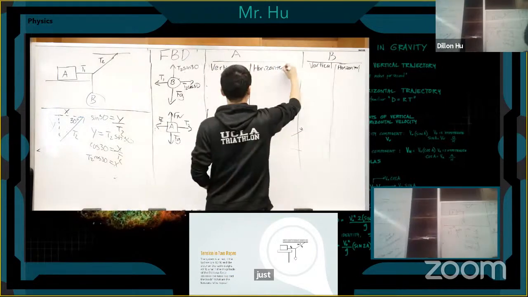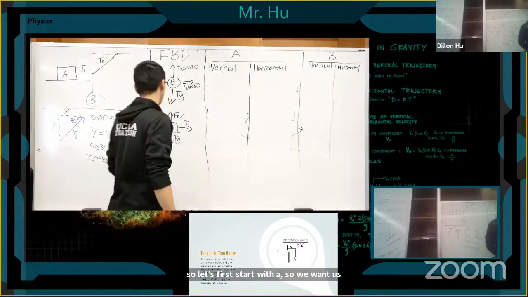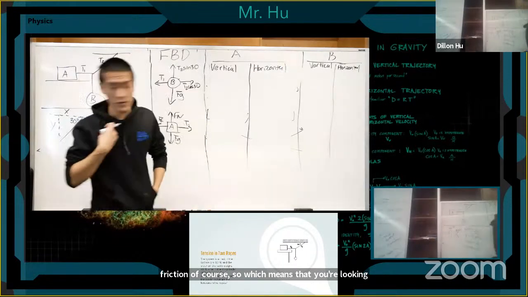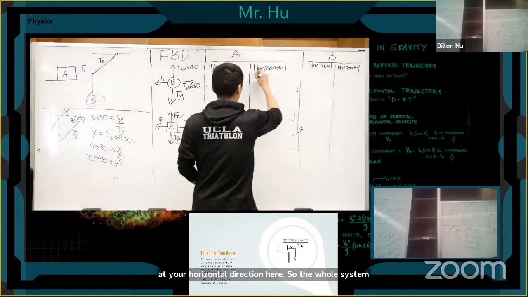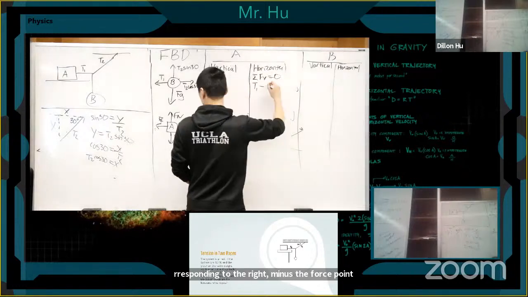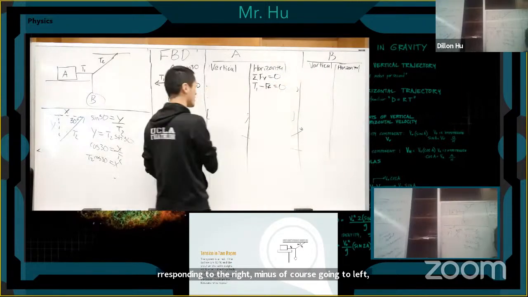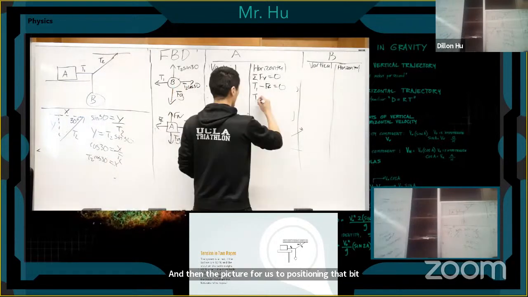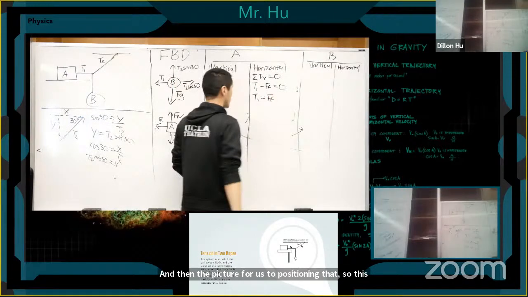So we want to solve for the frictional force, which means we're looking in the horizontal direction. The whole system is at rest, which means everything is in equilibrium, so the sum of all forces in the horizontal direction should equal 0. The force pulling to the right, the tension force from the cable T1, minus the frictional force resisting it should equal 0. So the tension should equal the force of friction. As long as I can find the tension, I should be able to find the force of friction.